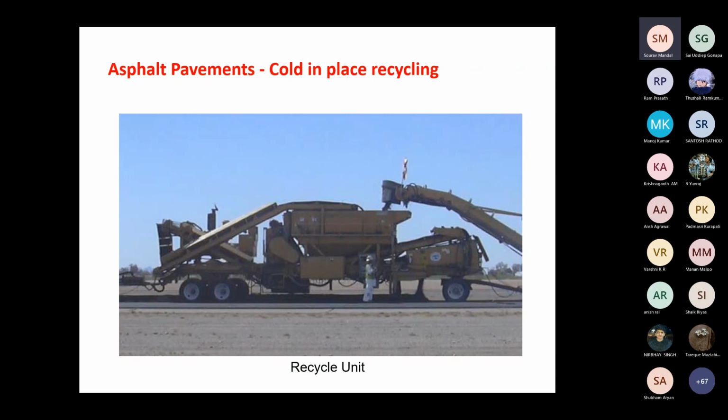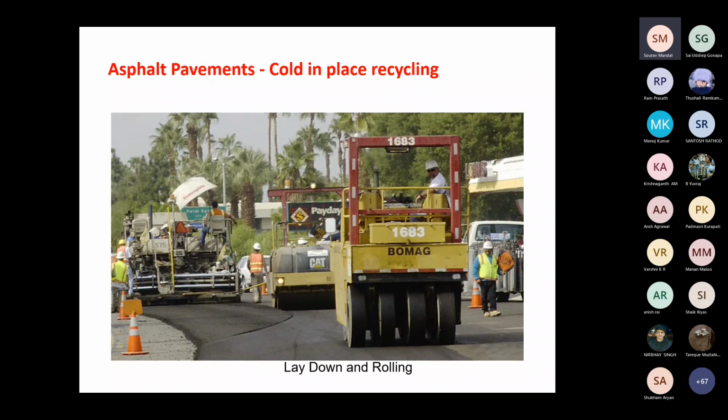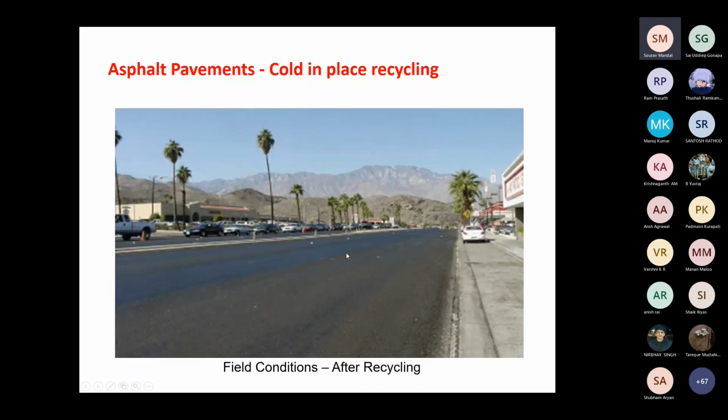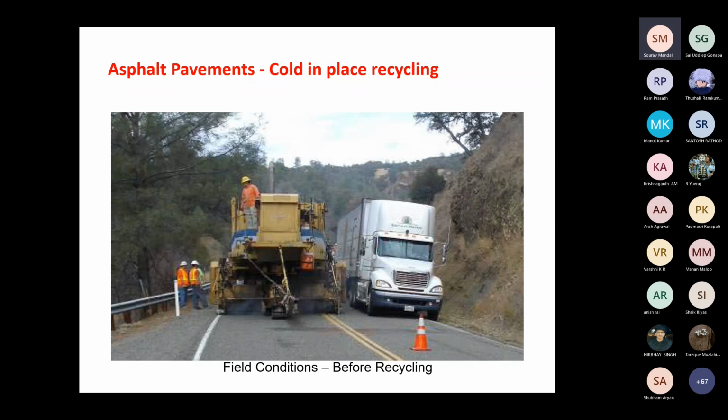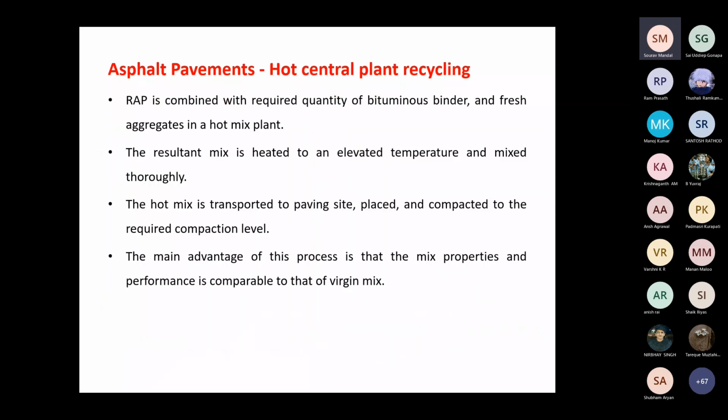So here is some pictorial view, you can just see it. This is the pickup van. Whatever the scarified material, it is picking up, then laying down, and this is the rolling material. This is a field condition before recycling. This is a field condition after recycling. Here is one more example of before and after recycling, with overlay.